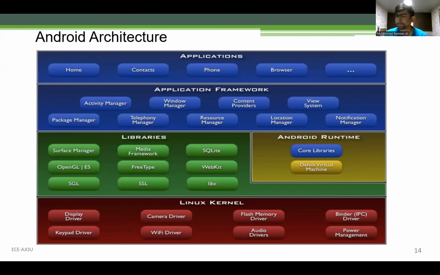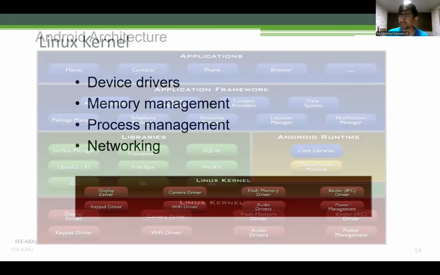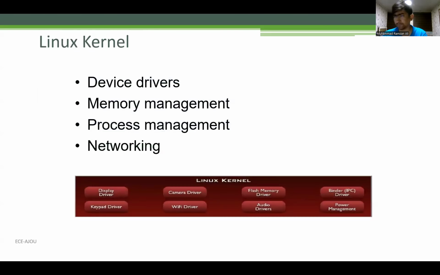So this is the architecture of Android. The first layer is applications, then application framework, then libraries, then Linux kernel. Let's talk step by step about the architecture of Android. First is the Linux kernel. In the Linux kernel, there are device drivers, memory management, process management, and networking.